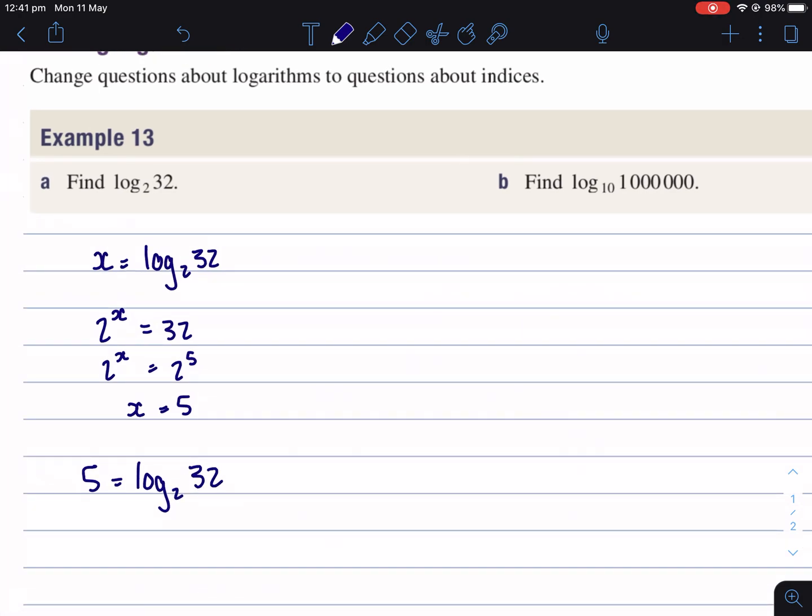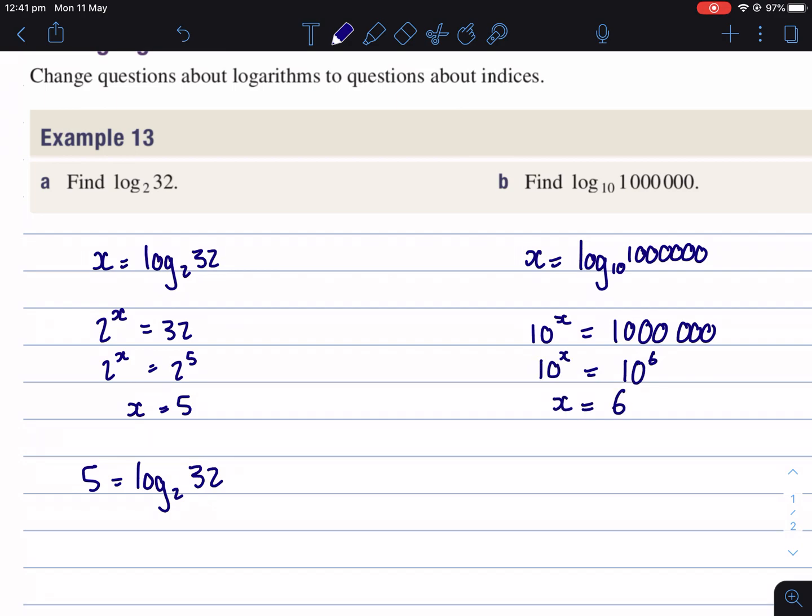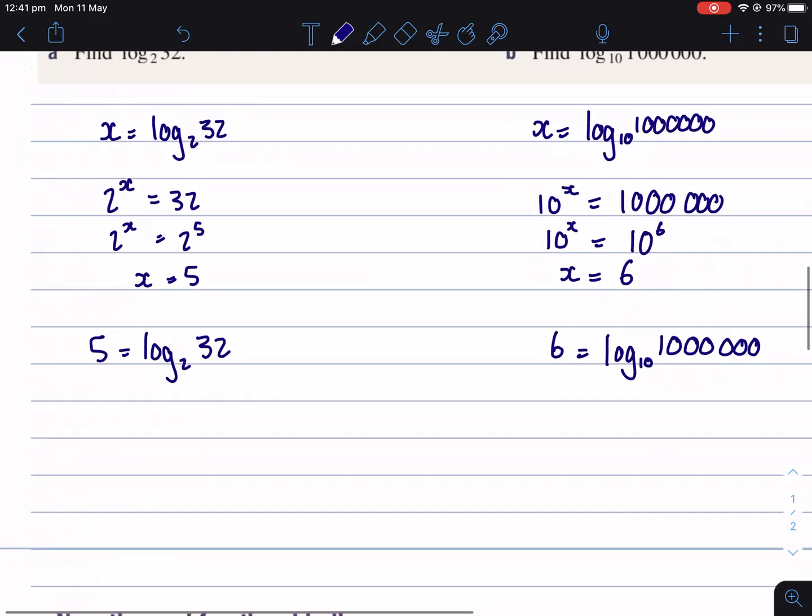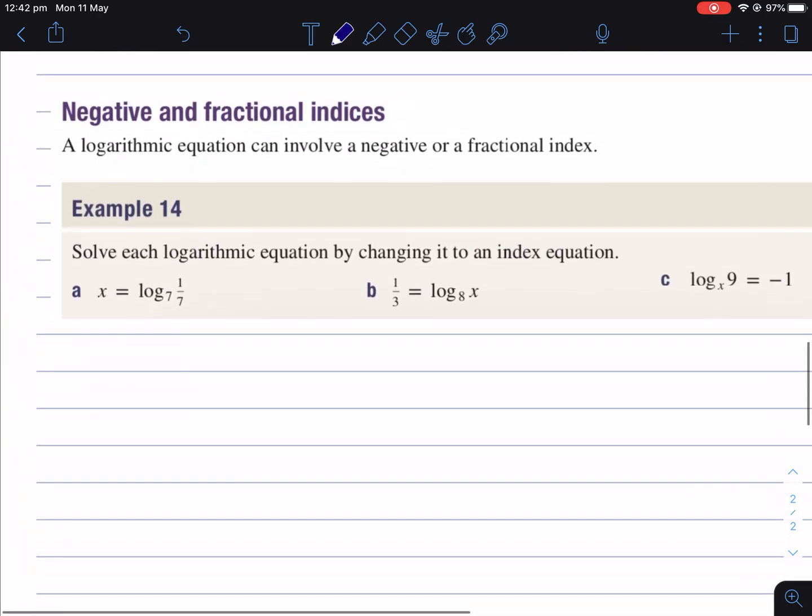It's easier with your tens, obviously. Here we've got x equals log base 10 of a million. That's 6 zeros. So this is 10 to the x equals a million. Because it's 6 zeros, it's 10 to the 6. So x is 6, which means we could rewrite this as 6 equals log base 10 of a million. There's a log button on your calculator, but I'm going to talk to you about that later.